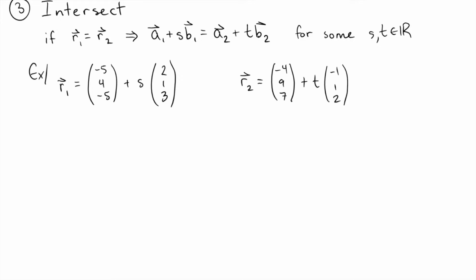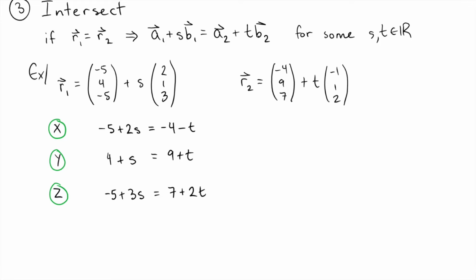To show you what that looks like, I've given 2 vector equations for lines here, and we're going to set them equal to each other. The easiest way to do that is to split them up into their parametric equations again, focusing specifically on x components, y components, and z components. Reading along through my x components and setting them equal, I find that -5 plus 2s is equal to -4 minus t. For my y components, I get 4 plus s is equal to 9 plus t. And for my z components, I get the equation -5 plus 3s equals 7 plus 2t.